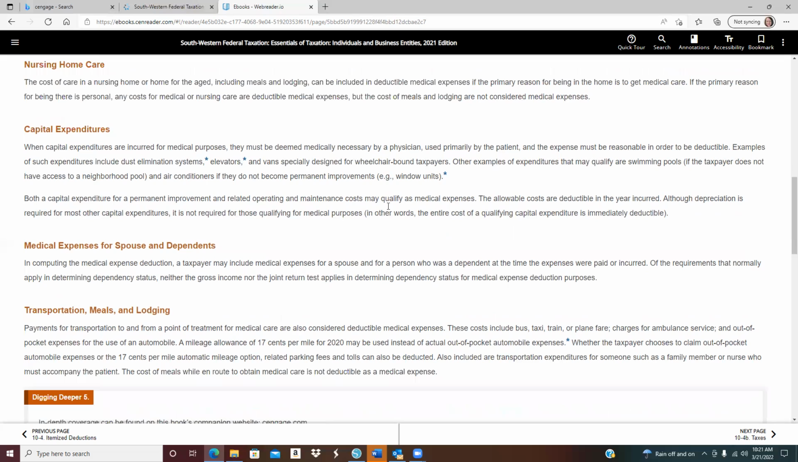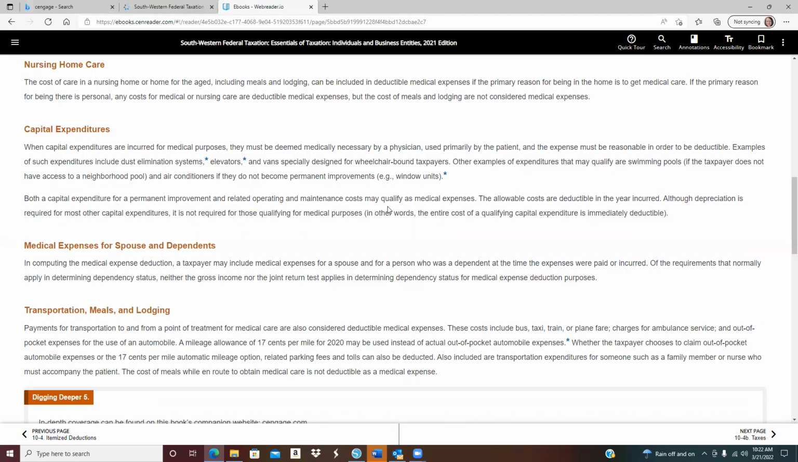for personal reasons. Now, capital expenses used primarily by the patient, and the expense must be reasonable in order to be deductible. So examples of such expenditures include having an elevator or any kind of wheelchair accessibility to the house or home that person is living in. Those are considered capital expenses and could be considered deductible.